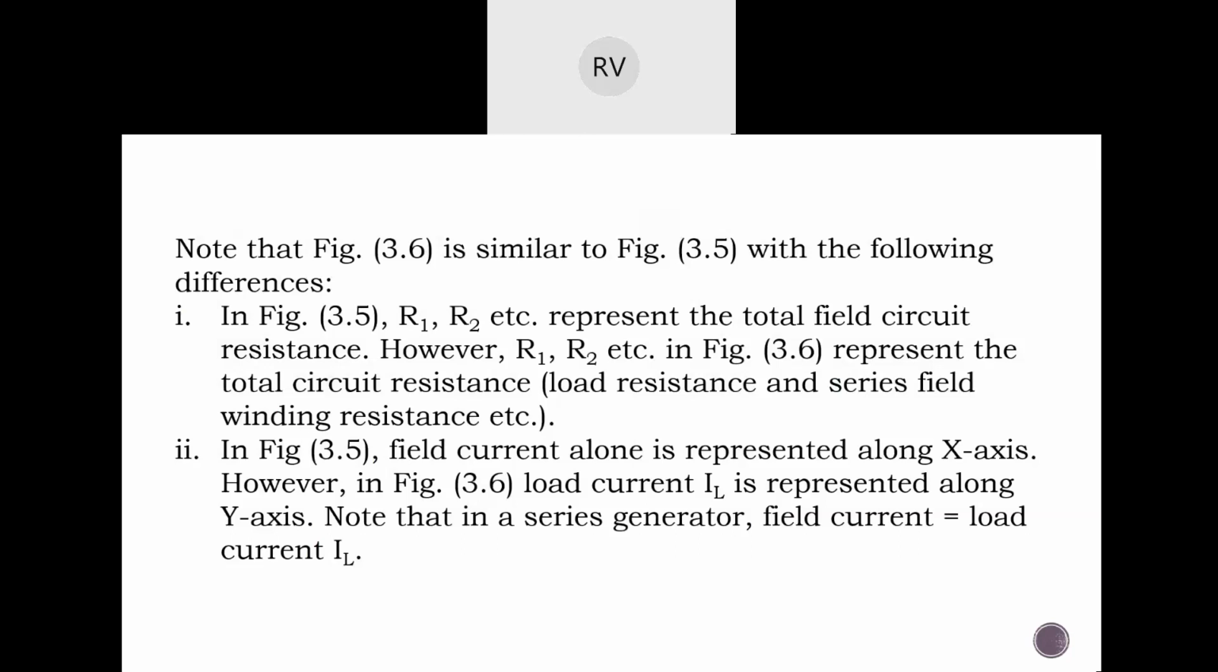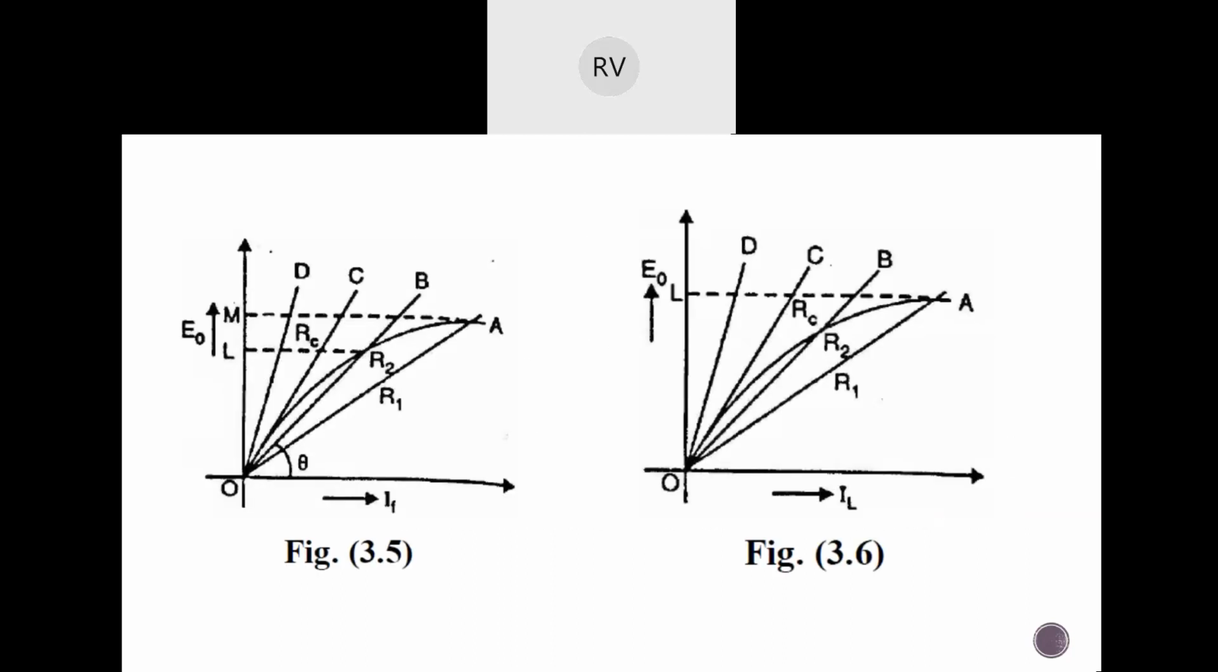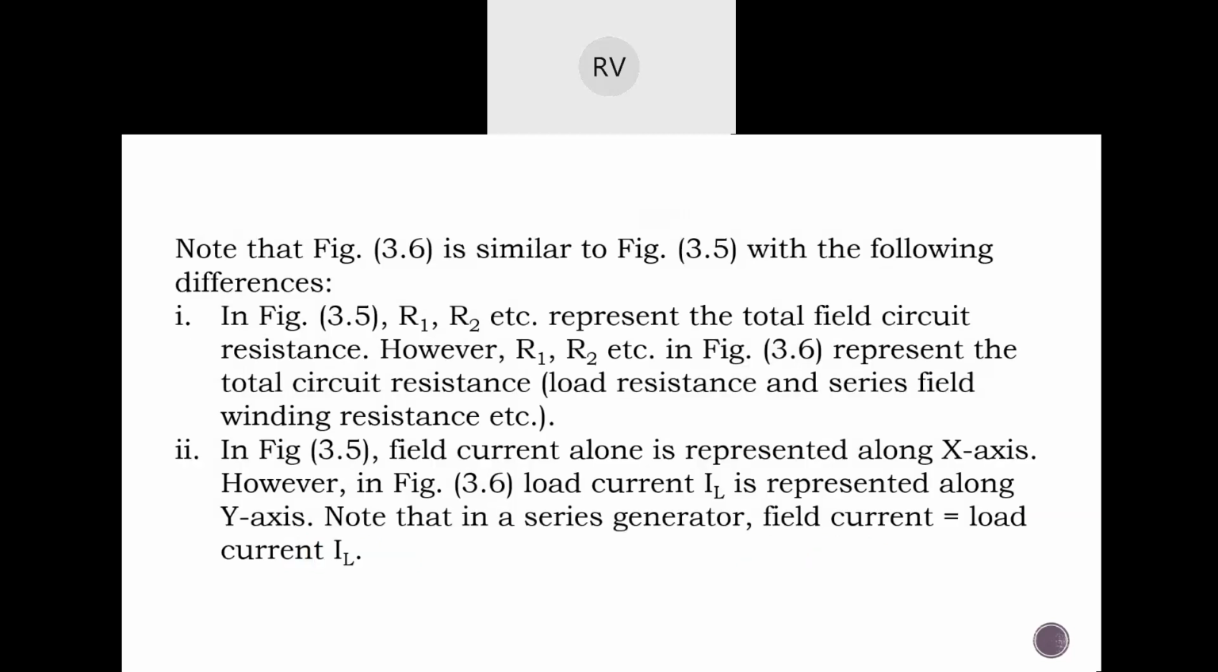In figure 3.5, R1, R2, etc. represent the total field circuit resistance. However, R1, R2, etc. in 3.6 represent the total circuit resistance. So he's saying that in case of 3.5, that is in case of a shunt generator, the R1, R2, RC, whatever we are seeing, are the total field resistance. Whereas in case of a series generator, you will not have it separately, you will be having the total circuit resistance. That is the difference between these two figures.